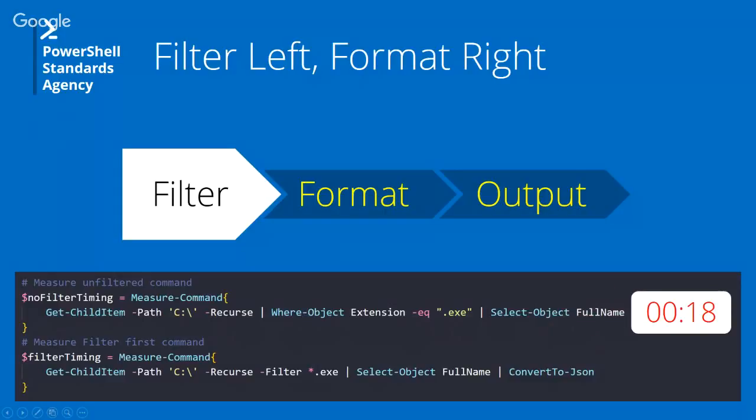Running that took a total of 18 seconds. So it's not a long time, but it's good for this example. If we do the same code again, we get the child item, everything in the C drive, but we filter it straight away. We only want to see applications, and then we pull the full name and convert that to JSON. That took 7 seconds. So that's a saving of 11 seconds.